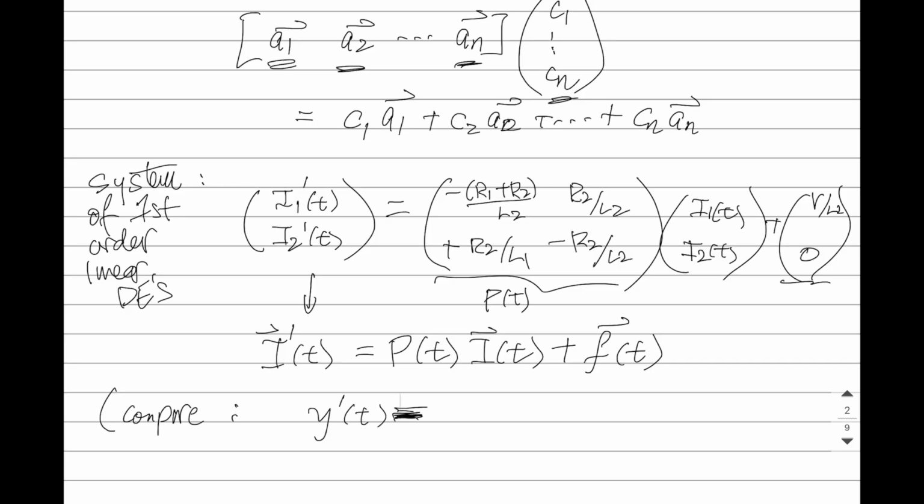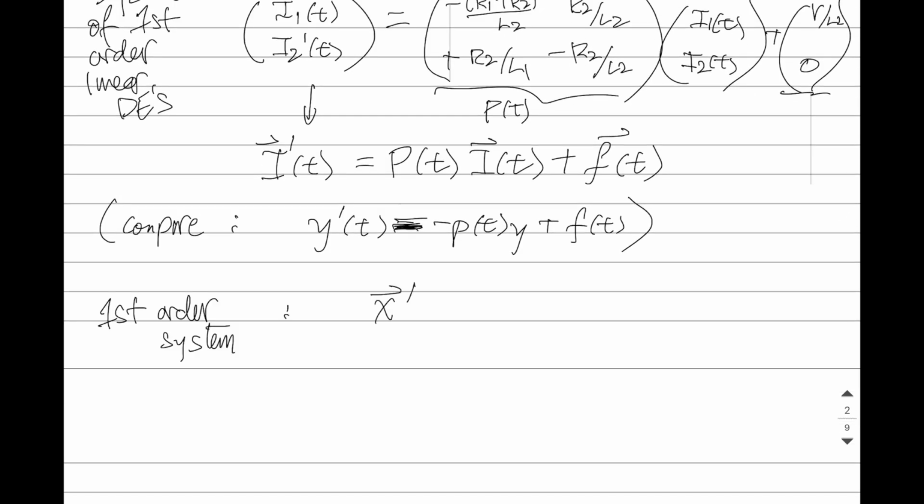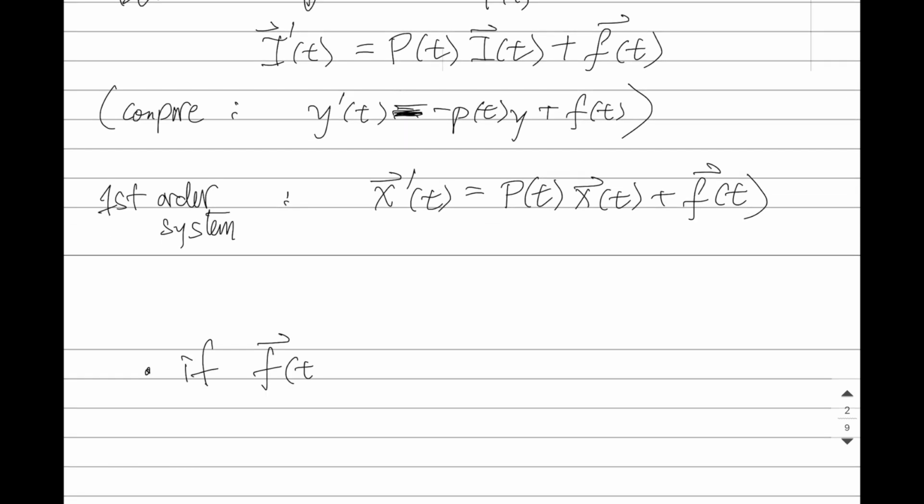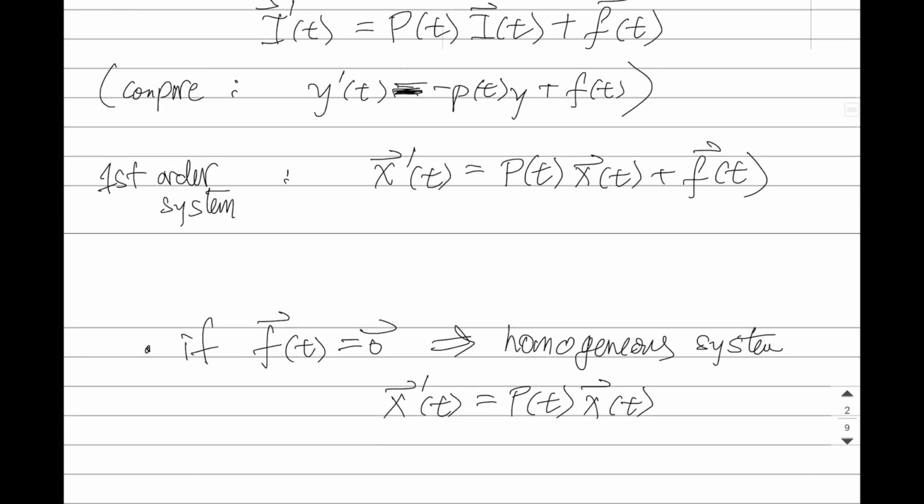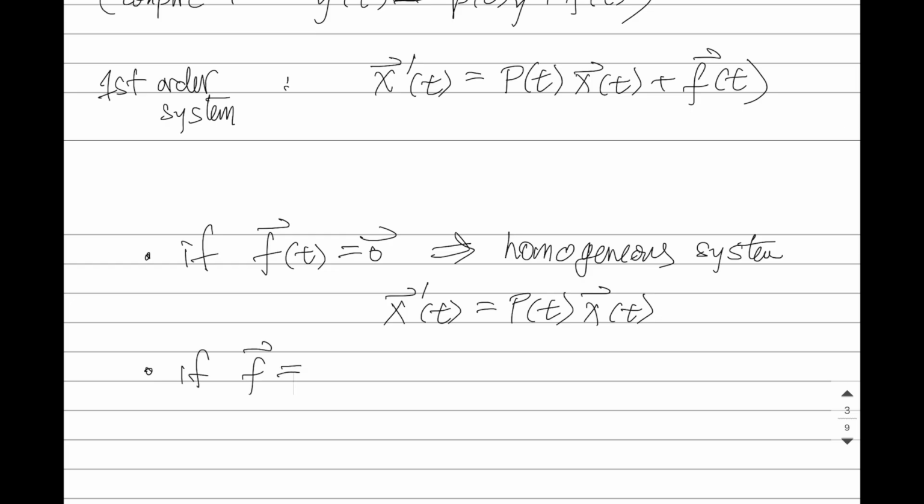When we had y prime of t, we could move over this other term, p of t y plus f of t. In general, when we talk about this first order system, we're going to use the letter x. It's going to be a first order vector system. If this vector f is the zero vector, this is what we call a homogeneous system. Now, in a homogeneous system, you could write it as x prime of t vector is p of t times this x of t. And clearly, if the vector f is non-zero, it's a non-homogeneous system.